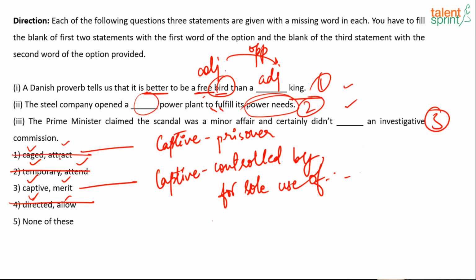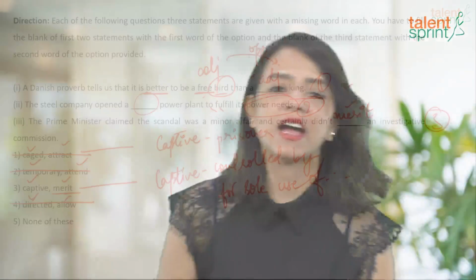So caged is attract, is not merit. Yes, so it does not qualify, as in it does not merit an investigative commission. So it does not deserve an investigative commission. It is that puny or that trivial of a matter. So that's why it does not need an investigative commission. All right, I think that solves this question. Now this one, try it on your own.